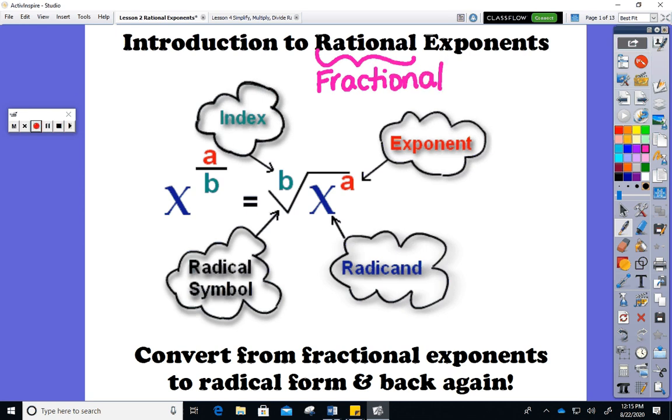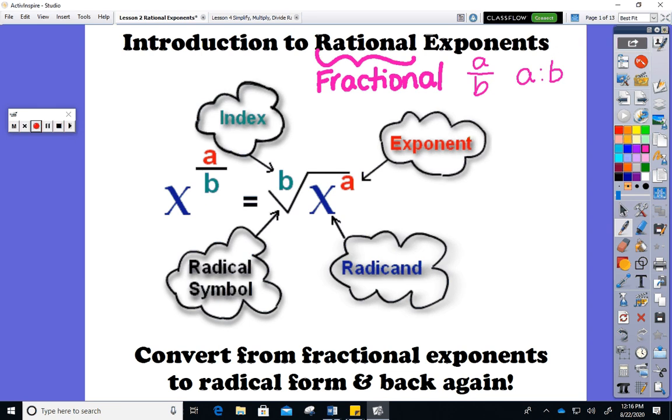And we know that one way to write fractions is in the form a over b. You can sometimes see them written in this format. So both of those would be ways to write ratios, and rational is the adjective form of ratio. So rational and fractional mean the same thing.